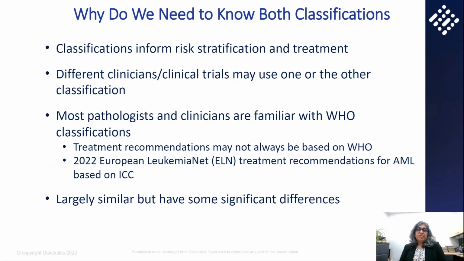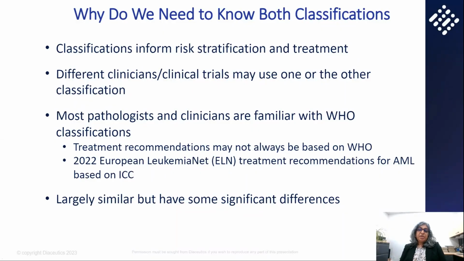One question that comes up is, do we really need to know about classifications? Why can't we just use one or the other? As I mentioned, classifications inform risk stratification, which in turn leads to treatment decisions. Different clinicians or clinical trials may use one or the other classification, so it is really important for both pathologists and clinicians to be familiar with both classifications that we have.